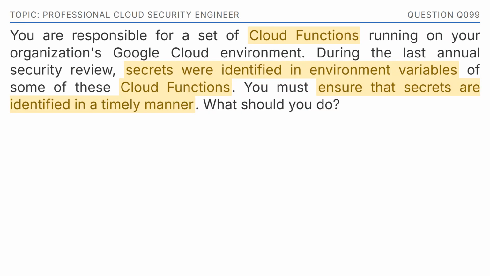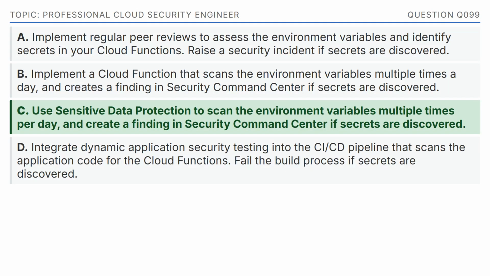To arrive at the correct answer, we focus on the keywords: cloud functions, secrets were identified in environment variables, ensure that secrets are identified in a timely manner. The correct answer is option C, use sensitive data protection to scan the environment variables multiple times per day, and create a finding in Security Command Center if secrets are discovered.